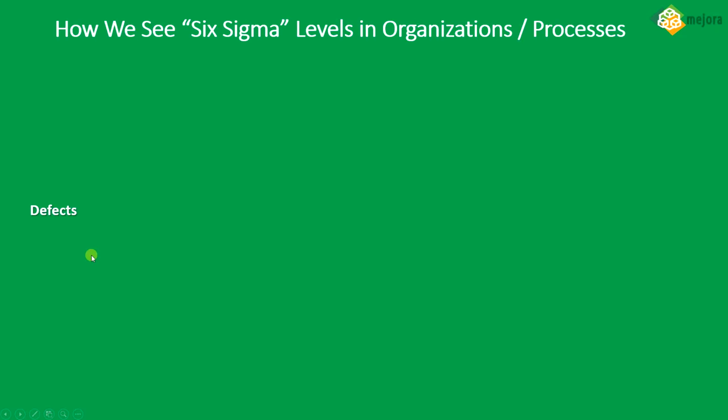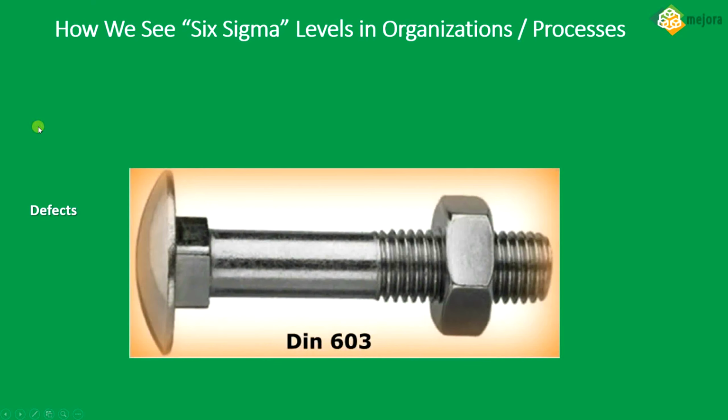So before we start, let's understand something known as defects in the Lean Six Sigma world. Suppose this is a product, and it can be any product or service, any output which an organization produces. However, when we talk about defects, what can go wrong in this nut and bolt itself?